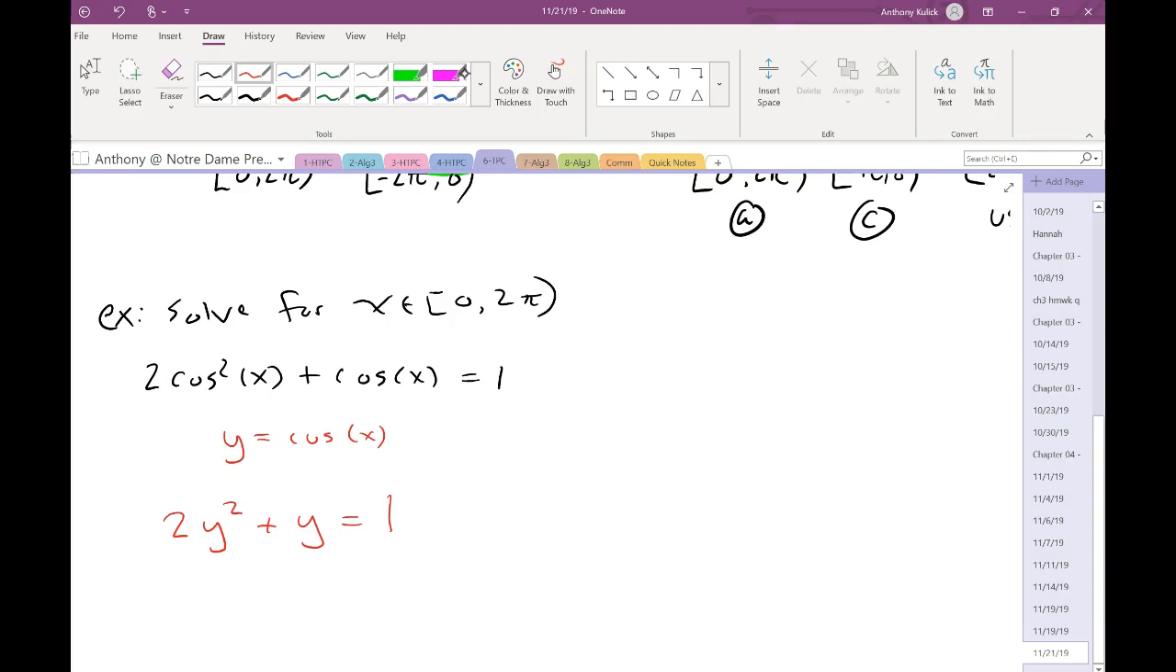Not quotient. D. Quadratic. So you remember to solve a quadratic.